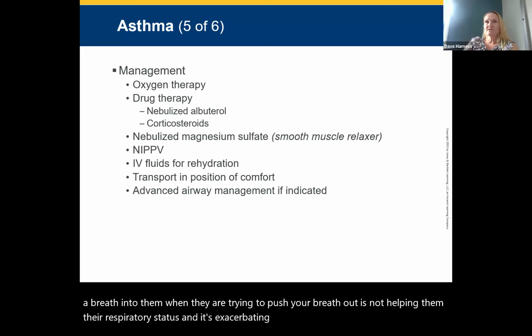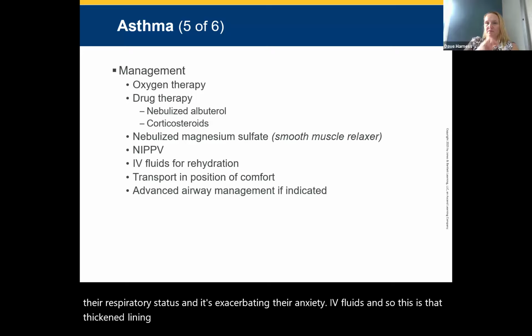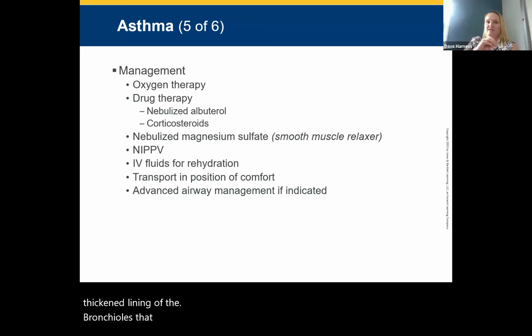IV fluids, and so this is that thickened lining of the bronchioles that can have mucus buildup. If you thin that, it's easier for them to clear it out. So that's part of the rehydration.